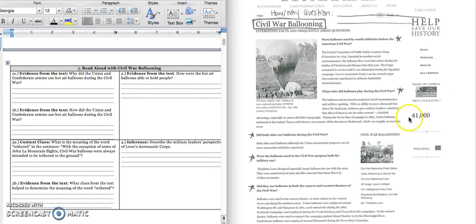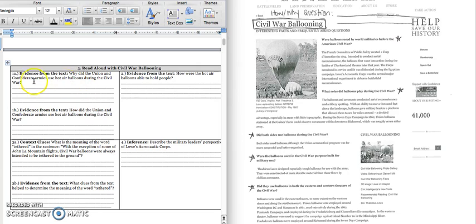Okay, so when we're thinking about why they used balloons during the Civil War, if we go back in our text, the first sentence says, to conduct aerial reconnaissance and artillery spotting. So each side wanted to be able to see the other side's troops and where they were headed next. If they could predict where they were headed next, then they would be able to get their troops there or alert the troops so they wouldn't be surprised. And they could better prepare for the battle.